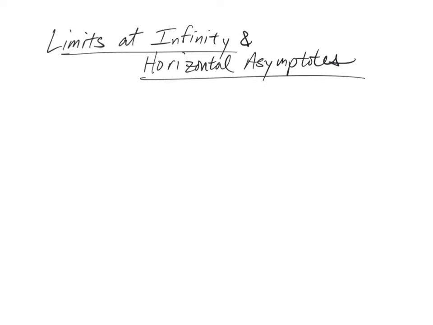Limits at infinity and horizontal asymptotes. With the last lesson looking at limits, infinite limits, where an answer was infinity or negative infinity, this lesson goes over what happens when x approaches negative infinity or positive infinity, which leads us to the other asymptotes that you all know and love, the horizontal asymptotes. So let's take a look at what these limits look like.